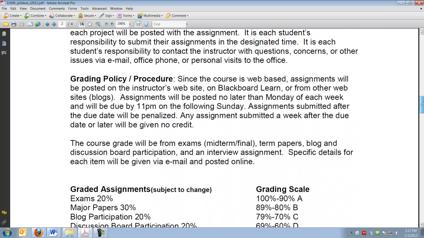Okay, the grading policy and procedures: since the course is web-based, assignments will be posted on my website as well as Blackboard Learn and on the student blogs. So assignments typically will be due on Sunday at 11 unless otherwise noted.